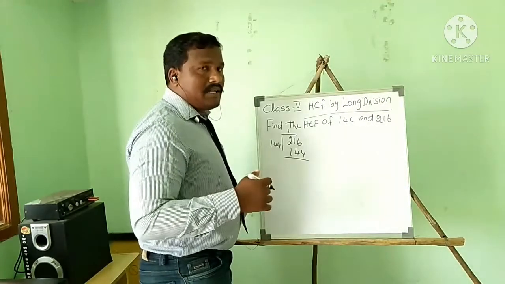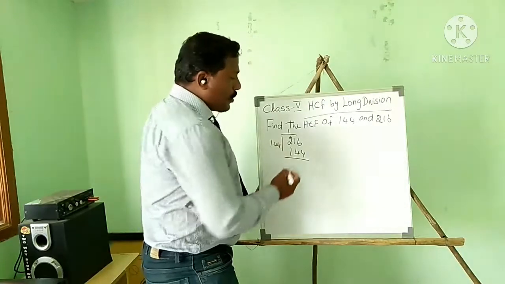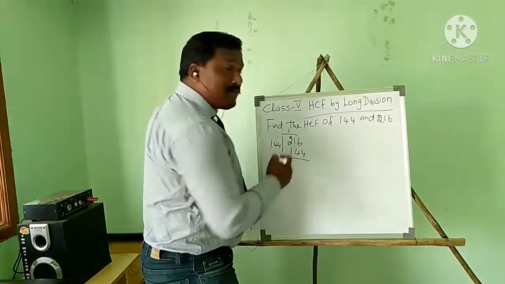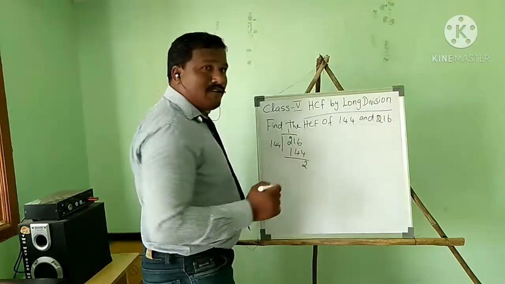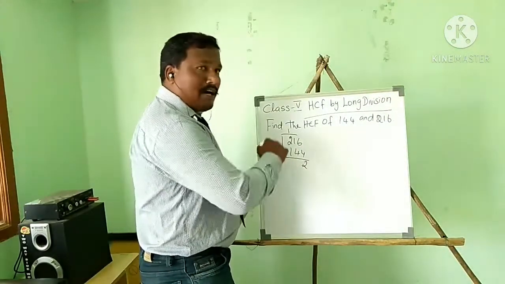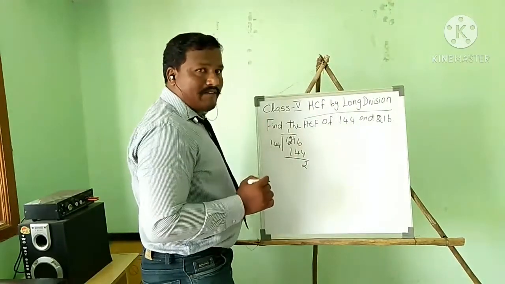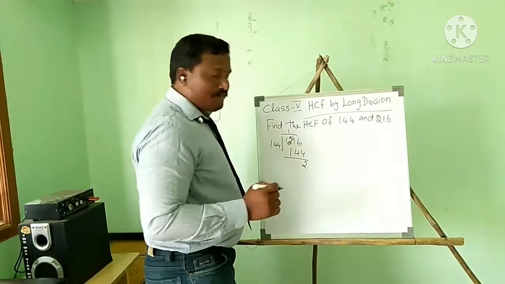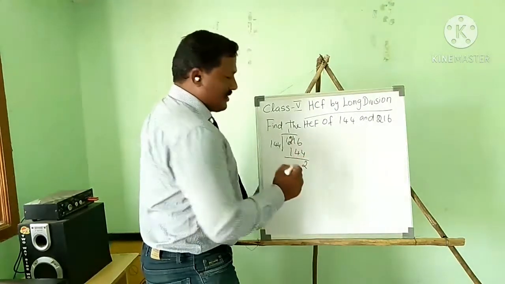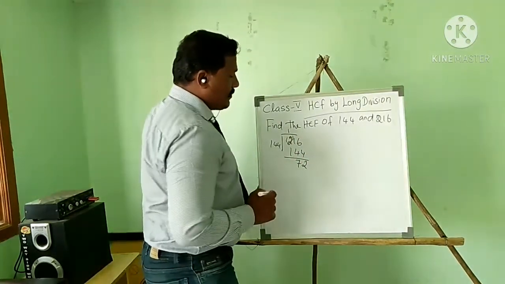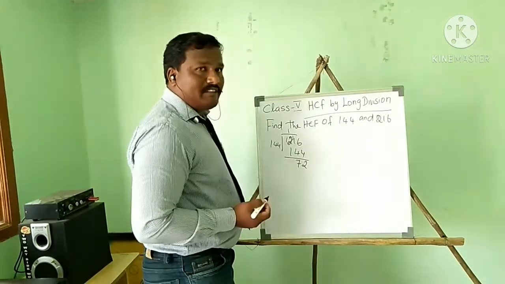This is a normal division. After division, we have to subtract. So 6 minus 4 is 2. Then 1 minus 4, we can't subtract, so we have to borrow from the nearby number. So here 1 becomes 11. 11 minus 4: 5, 6, 7, 8, 9, 10, 11. So 7 is the balance. So 72 is the remainder.